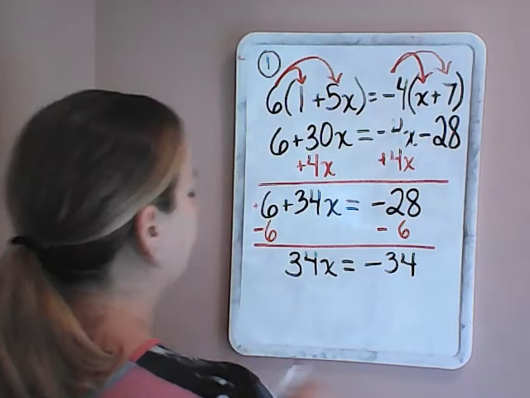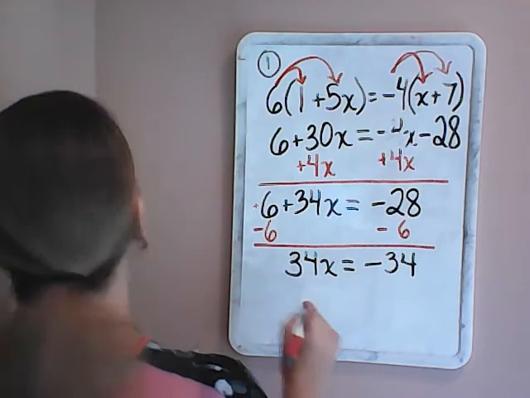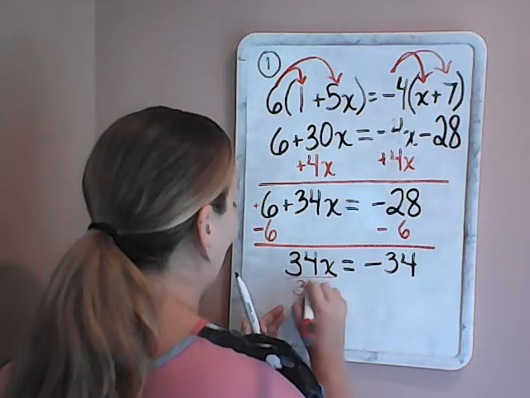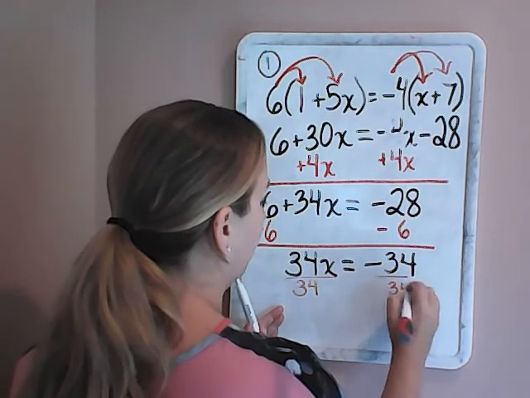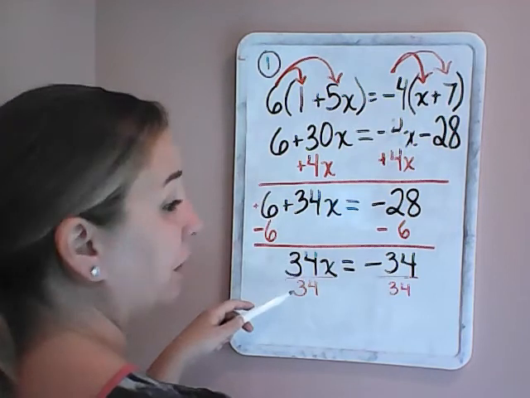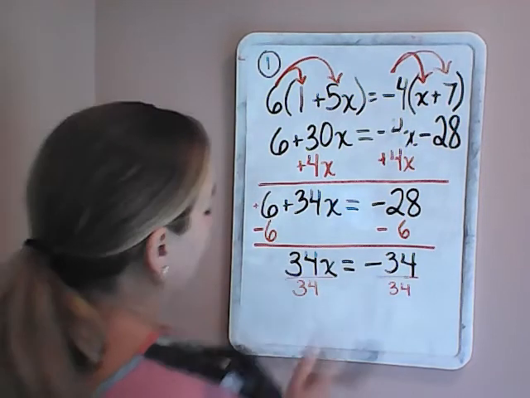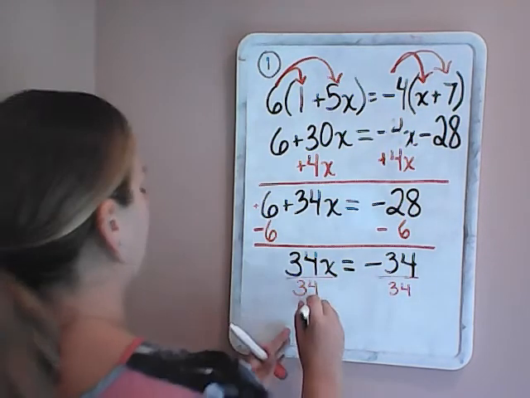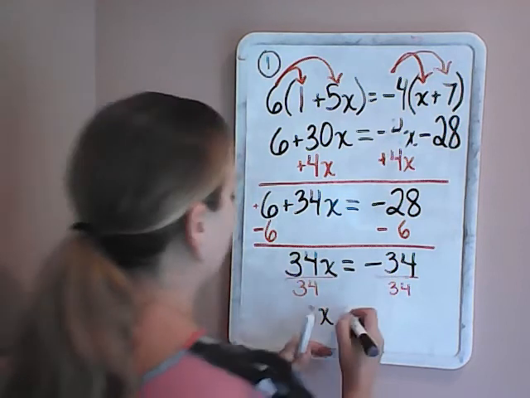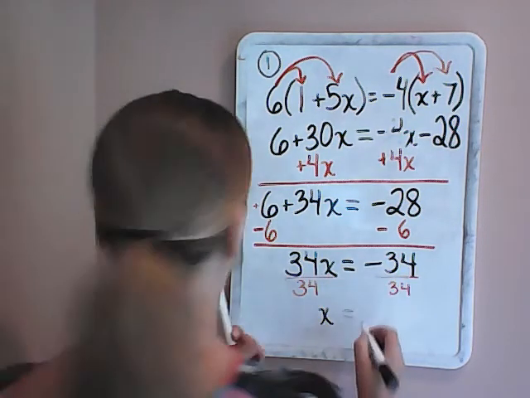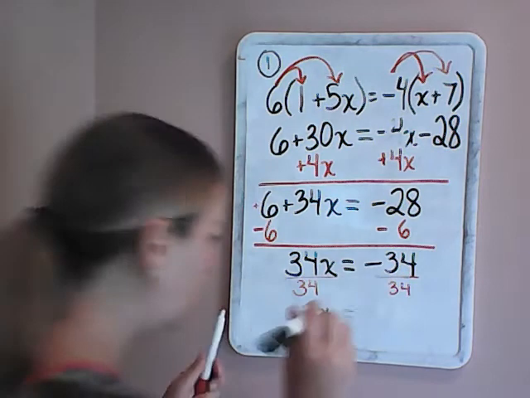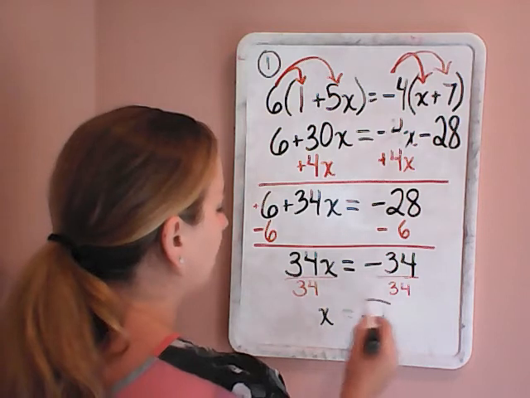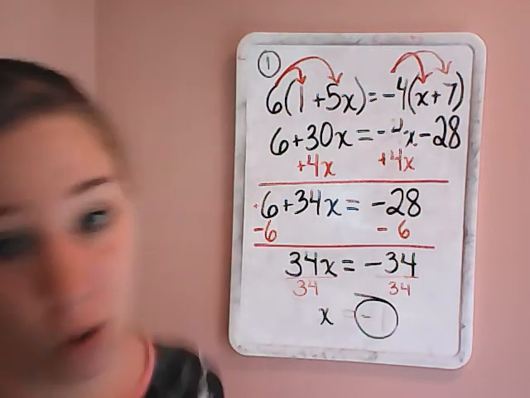Final step, we have to get this 34 gone from over here. It's 34 times x. To undo the times, we must divide by 34 on both sides. 34 divided by 34 is 1. So you get like a 1x over here, but we don't really write 1s, right? So just x. Equal sign comes down. Negative divided by a positive is a negative. 34 divided by 34 is 1. So your final answer is a negative 1.